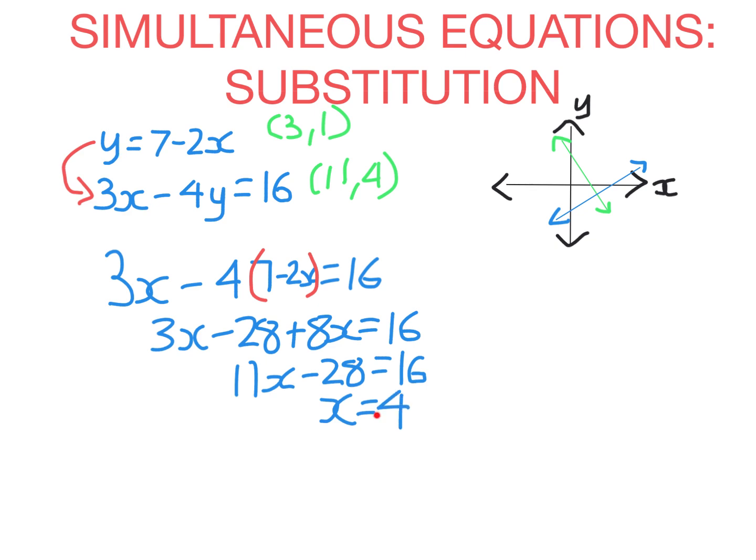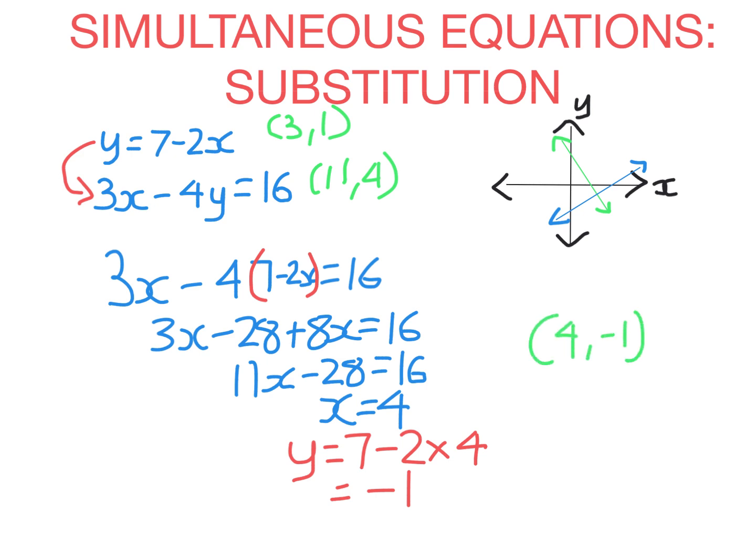To do that, we just substitute our answer into either equation, either is fine. It's going to be a lot easier, however, to substitute into this equation. So if x equals 4, y equals 7 minus 2 times 4. So that just equals minus 1. The solution here we write as a point, (4, -1).